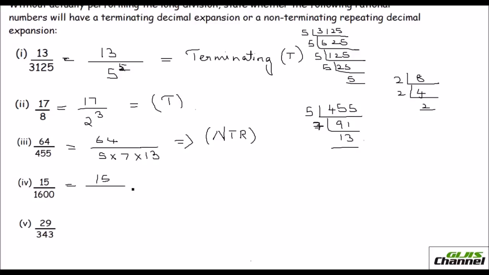Okay, here again let's do this. 1600. This I can split as 16 times 100. So 16, I can write it as 2 raised to 4, right? Times 100 could be written as 2 raised to 2 times 5 raised to 2. So you can see that it is all 2's and 5's here. So I can say it is terminating.